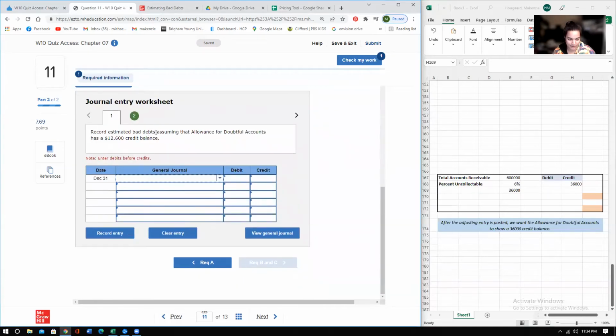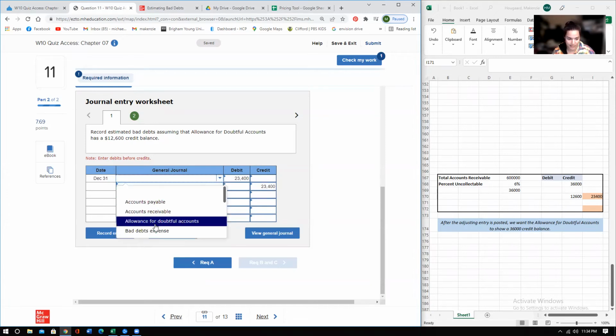So let's go to the next one. All right, record estimated bad debts, assuming that allowance for doubtful accounts has a $12,600 credit balance. So 12,600. To get it up to 36,000, we need to add a certain amount. So to figure that out, we subtract these two numbers, and we get that if we credit this much more, then it'll be that credit. So 23,400, 23,400, bad debts expense and allowance.